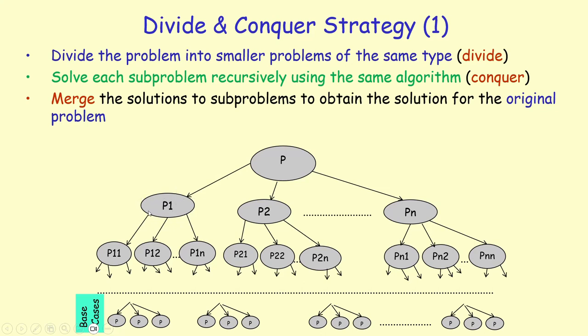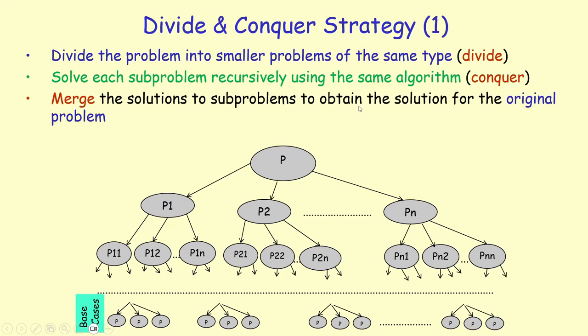So when you recursively solve this P1, which is again a problem of the same type as P, but has a smaller scale, we will do the same thing, meaning that P1 will now be divided into subproblems called P11, P12, P1n, and that applies to every other subproblem. So P2 will be divided into subproblems called P21, P22, P2n, and the last subproblem Pn will be divided into subproblems called Pn1, Pn2, and Pnn. Eventually, each of these subproblems will be divided further.